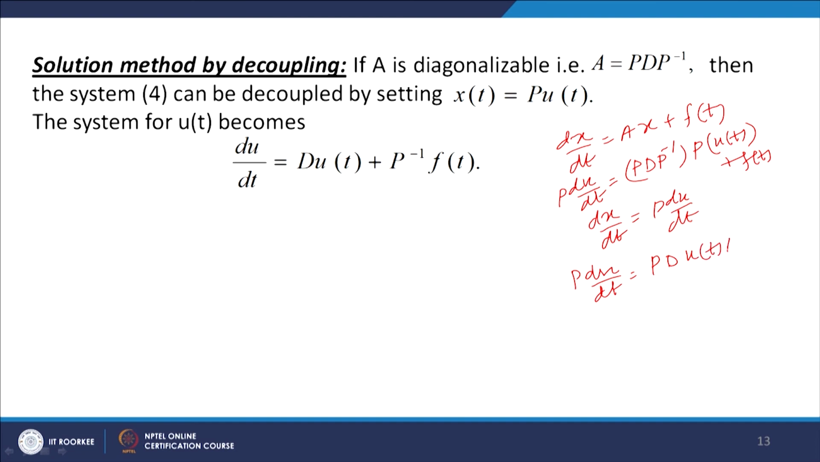Now, pre-multiply this equation by P inverse. So P inverse P will be the identity matrix and we will get du by dt equal to D u(t) plus P inverse f(t). So this is how we get this formula.